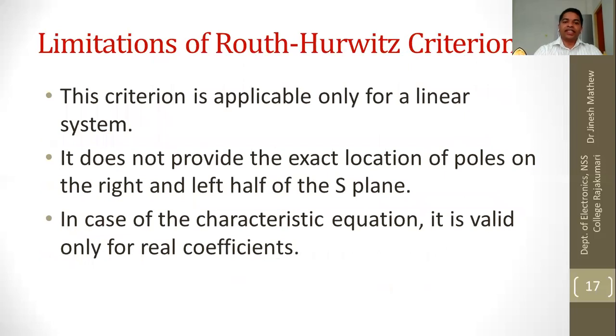So what are the limitations of the Routh-Hurwitz criterion? This criterion is applicable only for a linear system. That's one limitation. If the system is linear, then we can apply the Routh-Hurwitz criterion. It does not provide the exact location of poles on the right and left half of the S-plane. Since we are not solving the characteristic equation, we don't know the exact location of poles in the S-plane.